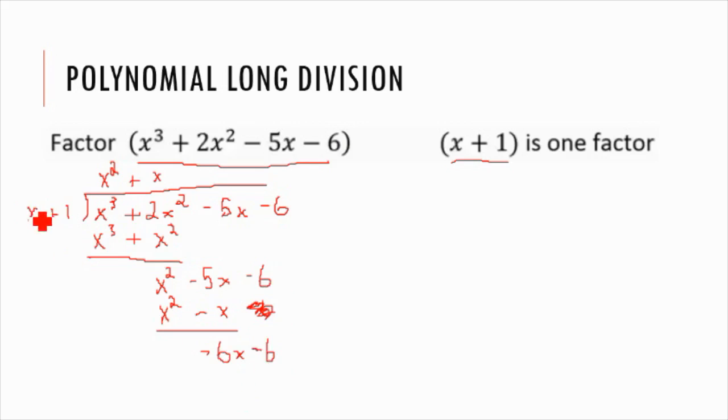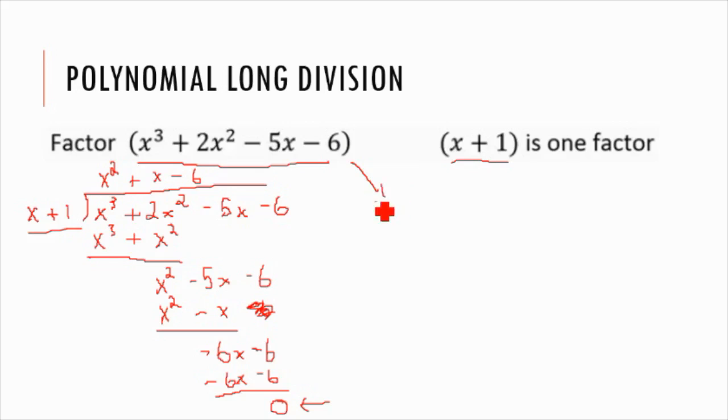And one last time, what times x is going to give me negative 6x? And that's going to be a negative 6. X times negative 6 is going to be negative 6x, and negative 6 times 1 is negative 6. And that's going to give me my remainder of 0. So, indeed, x plus 1 is a factor.